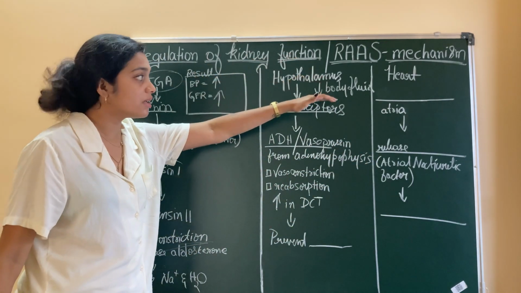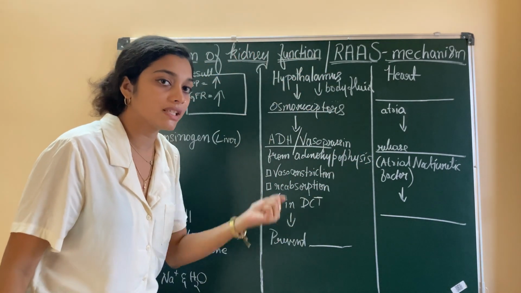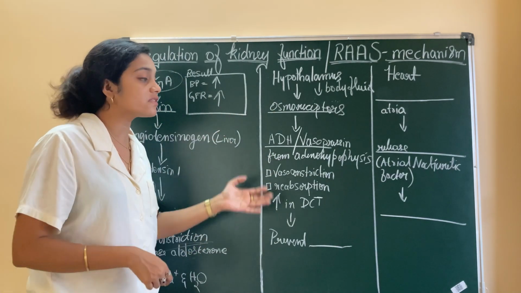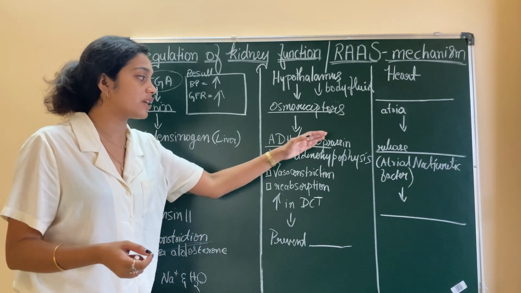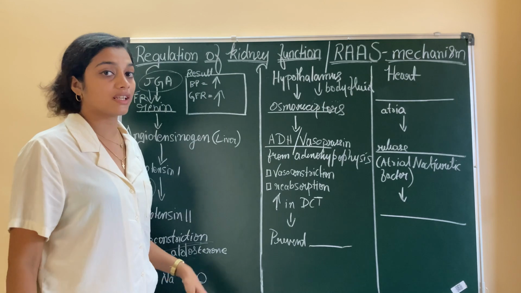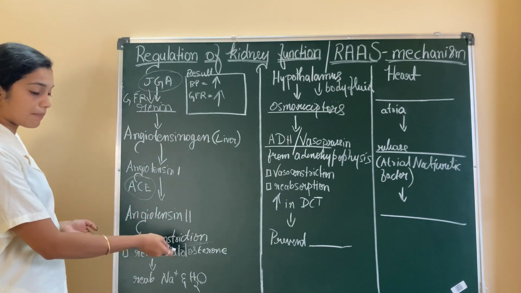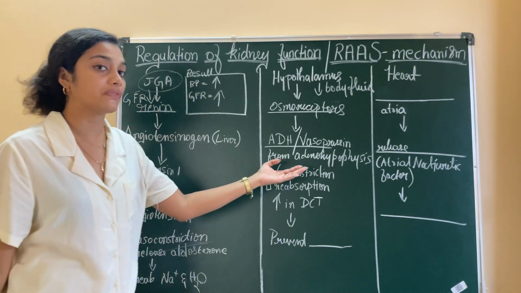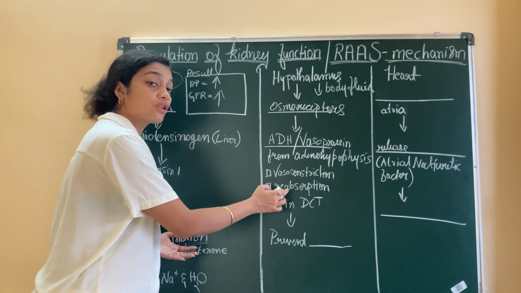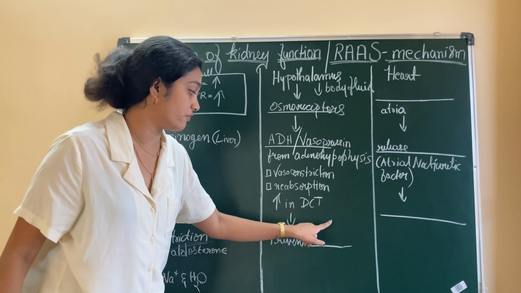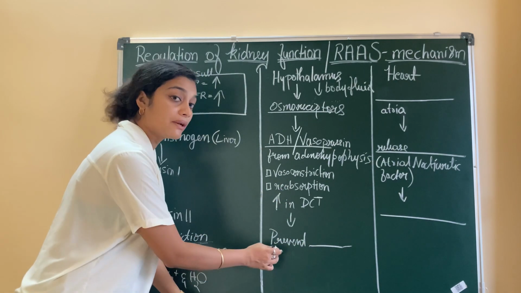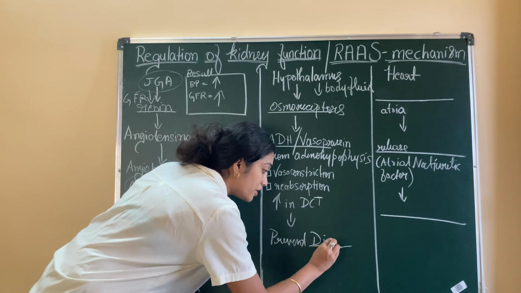So the hypothalamus will get stimulated when the body fluid is decreased, which will stimulate the osmoreceptors. Then the osmoreceptors will give a signal to the pituitary to release the ADH and vasopressin from the anterior pituitary or the adenohypophysis region. Again what happens? The same thing. Here also it will lead to vasoconstriction, as well as reabsorption will increase in the distal convoluted tubule. So now the reabsorption increased, which will prevent the process of diuresis.